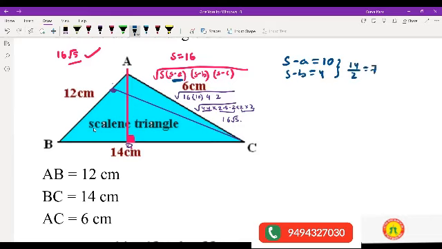Semi-perimeter is what? You are finding the sides of which one? Semi-perimeter of two sides you are finding? No, sir. In finding the area, how can you find semi-perimeter of two sides? Because here you are finding two sides only, no? Harini, what can be done here?